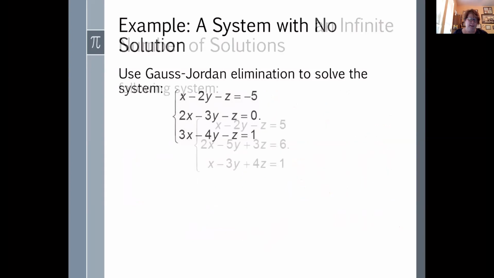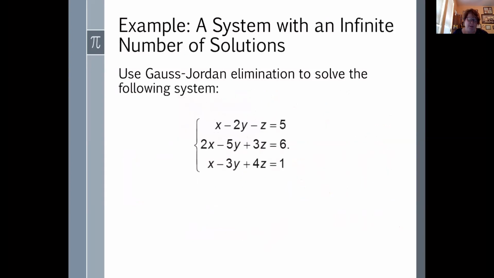All right, let's look at another system. Let's use Gauss-Jordan elimination to solve this system. So we have x minus 2y minus z equals 5. 2x minus 5y plus 3z equals 6. And x minus 3y plus 4z equals 1. Let's do this and let's see what happens.